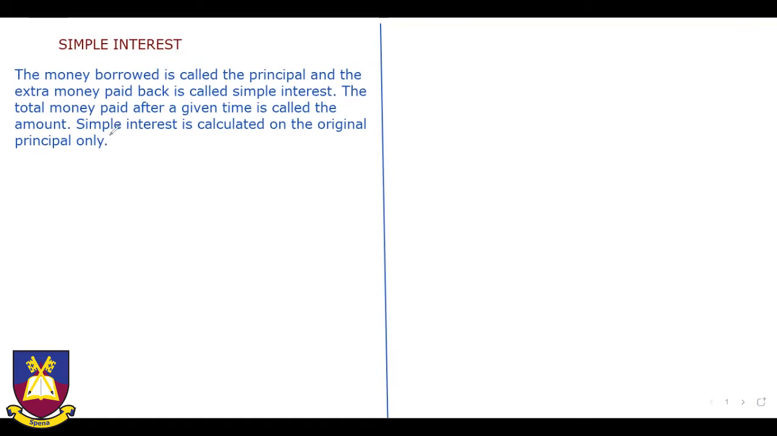Now, to understand interest, you need to understand some of the simple terms that we use in interest, like the principal. The money that you borrow is what we call the principal. And the total amount of money that you return after the agreed period is what we call the amount. And let's look at examples and see how to calculate simple interest.